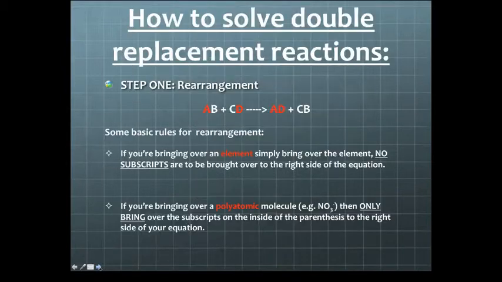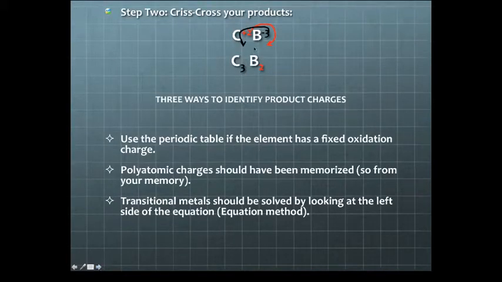In the beginning, we did step one, where we broke apart our initial compounds and formed our product compounds. That's known as rearrangement, and you have to follow a certain set of rules for it. Step two was crisscross your products, where you take the charges of your products and crisscross them to find out if you have new subscripts which you must insert.